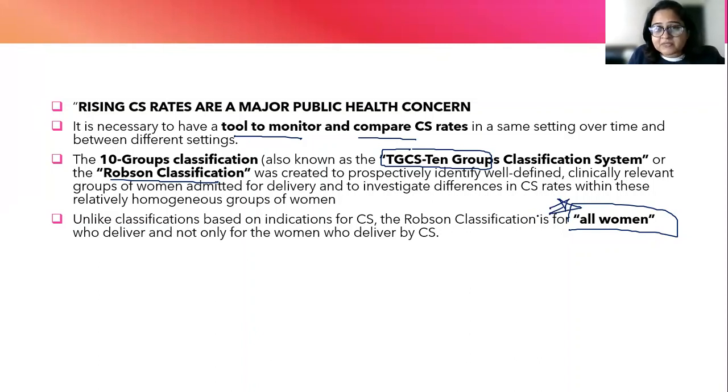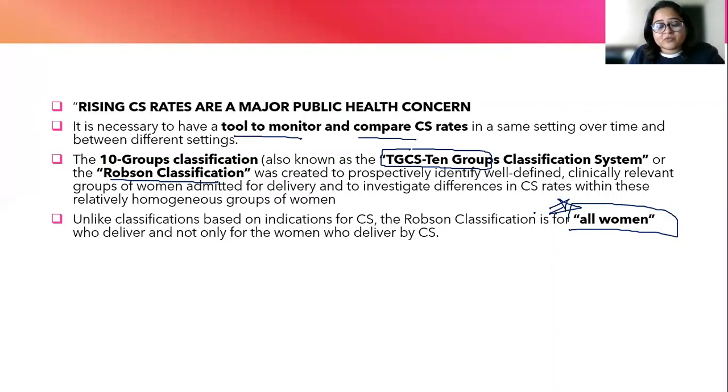So a primary comes in labor, she delivers normally, she also comes into one of the groups. Say at the same time another primary comes for fetal distress, or for whatever reason she's taken up for cesarean, she also comes under this classification. So now we have two women of the same group, one had a cesarean, one had a normal delivery. So now we can see in this group there was a 50% cesarean section rate. That is the purpose of this Robson classification, to identify in which group.